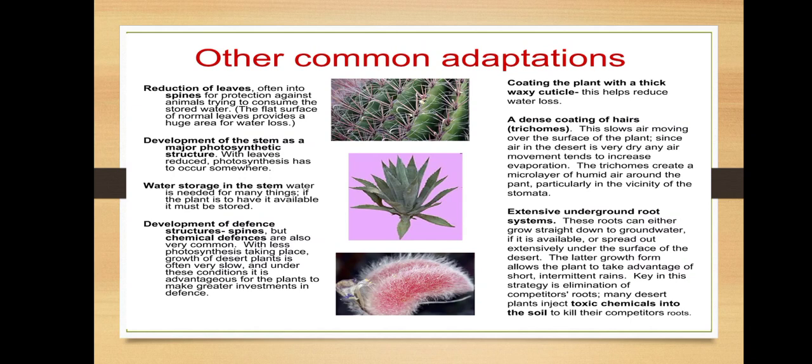We also have extensive underground roots here. These roots can either grow straight down to the groundwater if it is available or spread out extensively under the surface of the desert. The latter growth form allows the plant to take advantage of the short, intermittent rains. The key strategy is the elimination of the competitors' roots. Many desert plants inject toxic chemicals into the soil to kill their competitors' roots.